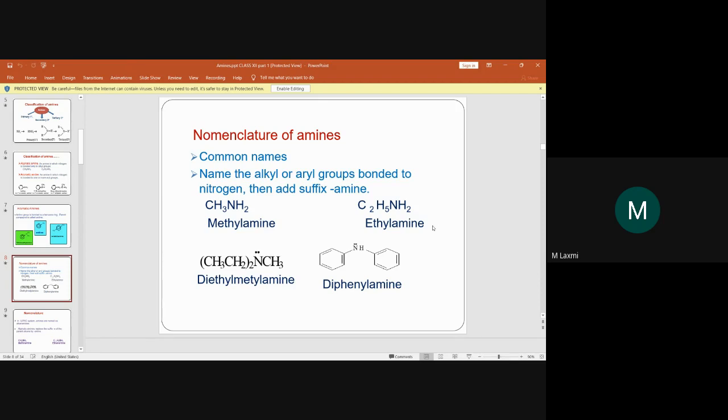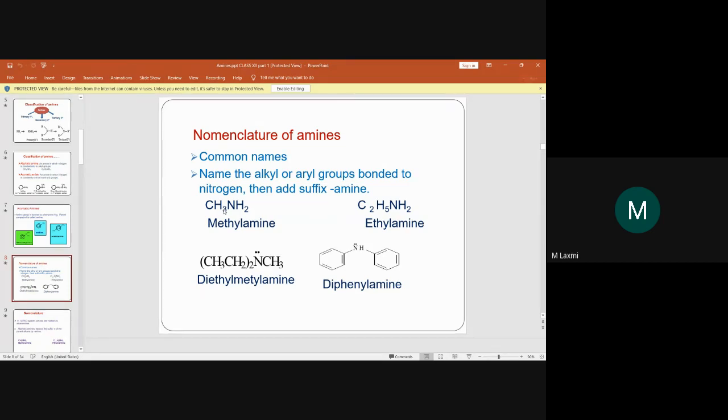You will be taking the parent alkane. Replace the E of the alkane with amine. Say, for example, let us work on the IUPAC name of this compound. This is methylamine. Count the hydrocarbon here. There is only one carbon here, so this should be methane.